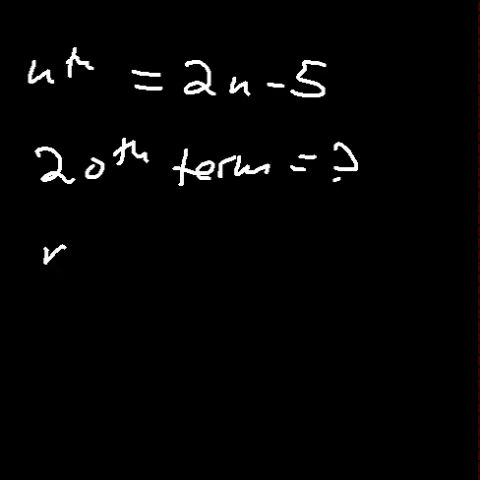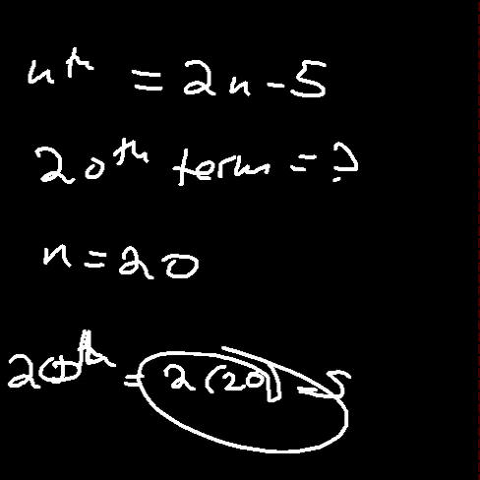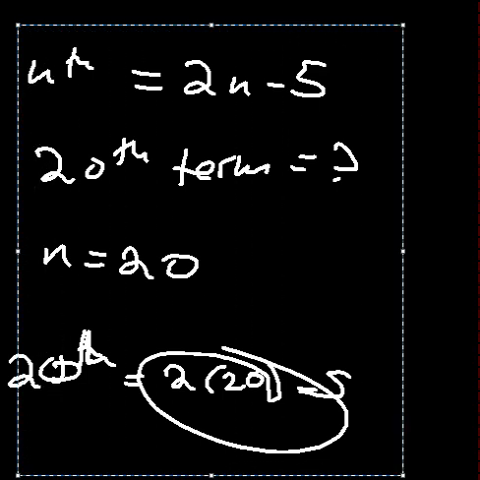In this case, the number of terms is given as 20. If that's the case, it means the 20th term will be given as 2 times 20 minus 5. You'll be able to get the term at position 20 using that expression.